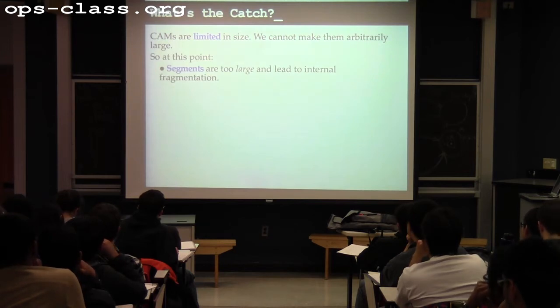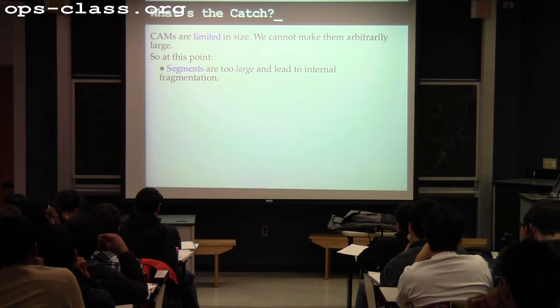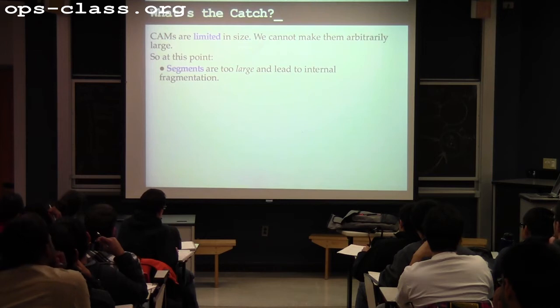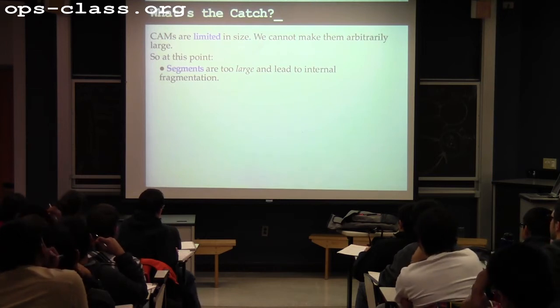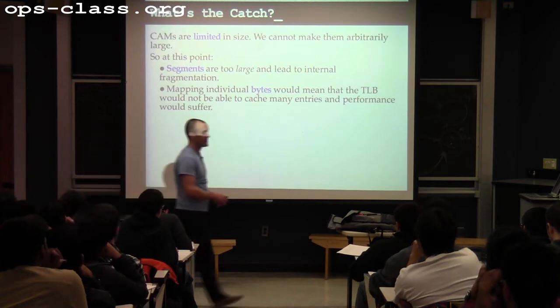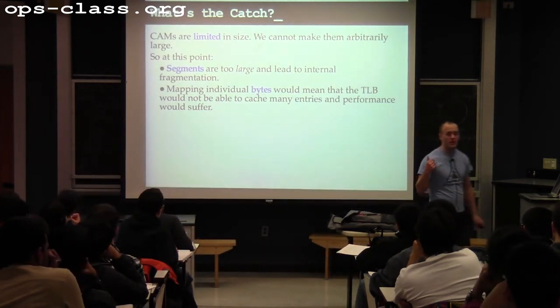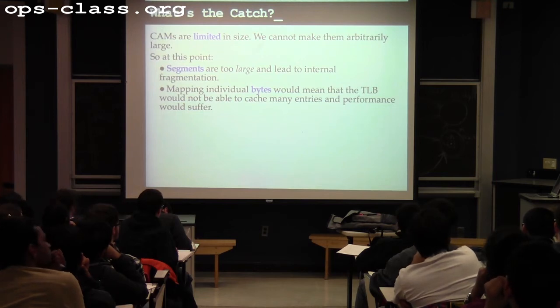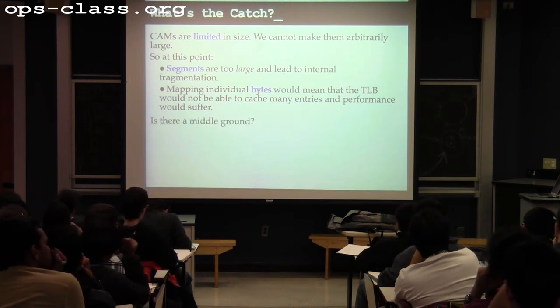So at this point, we're sort of faced with a compromise, right? And this is one of those design decisions where there are competing objectives. So remember, segments are too large, essentially. Segments lead to this internal fragmentation, and mapping individual bytes. Now, for example, I could create a hardware architecture that was able to do address translation at the byte level, right? But what it would mean is that the TLB would not be able to cache very many entries, because every byte in the TLB would only map to 1 byte in physical memory. So if I had a TLB with 32 entries, I could only map like 32 bytes of memory, right? That would not be very good.